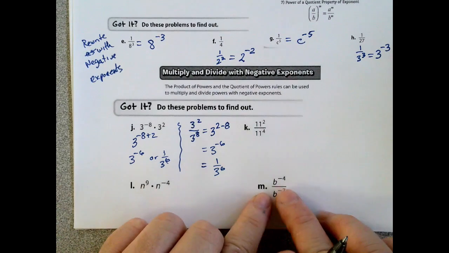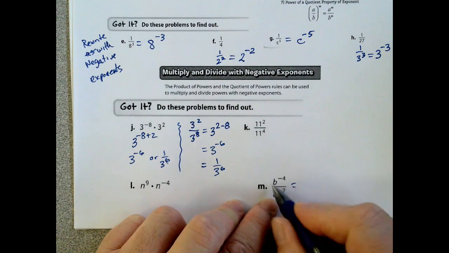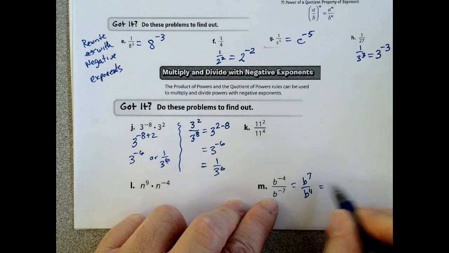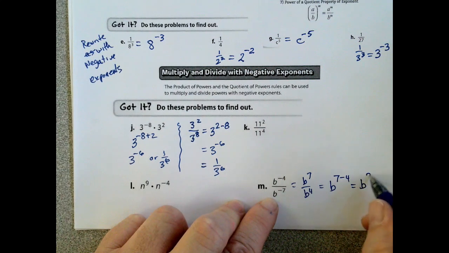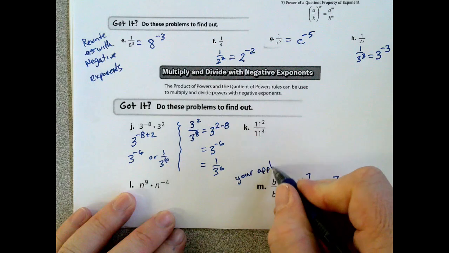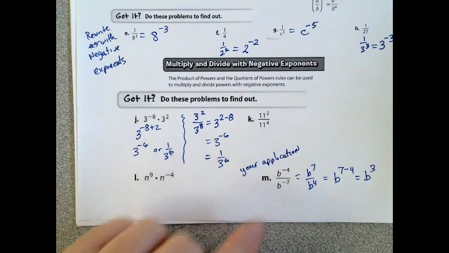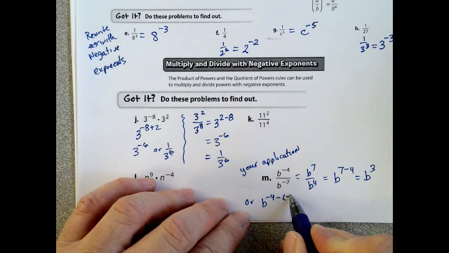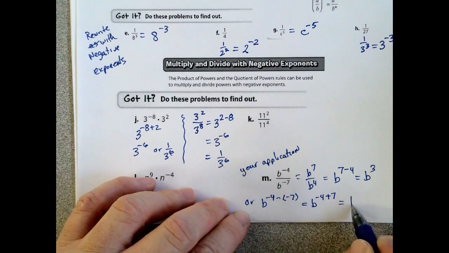So, for example, here, one thing I could do is I could switch these up. If I could make that b to the 7th and b to the 4th, and then I could go, well, the bases are the same, so I subtract the exponents. B cubed. It's your application. So there's no one particular way to do it right. I could have done b to the negative 4 minus negative 7. Well, that's b to the negative 4 plus 7, or b cubed.